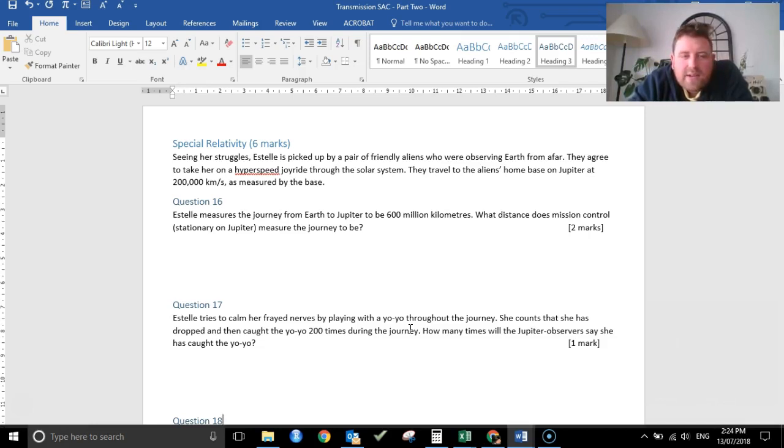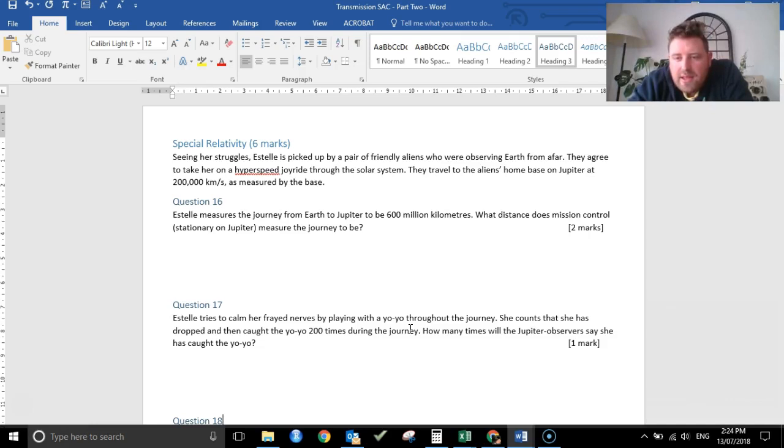So, seeing her struggles, Estelle is picked up by a pair of friendly aliens who are observing the Earth from afar. They agree to take her on a hyperspeed joyride through the solar system, and they travel to the aliens' home base on Jupiter at 200,000 kilometers per second. Estelle measures the journey from Earth to Jupiter to be 600 million kilometers. What distance does mission control on Jupiter measure the journey to be?